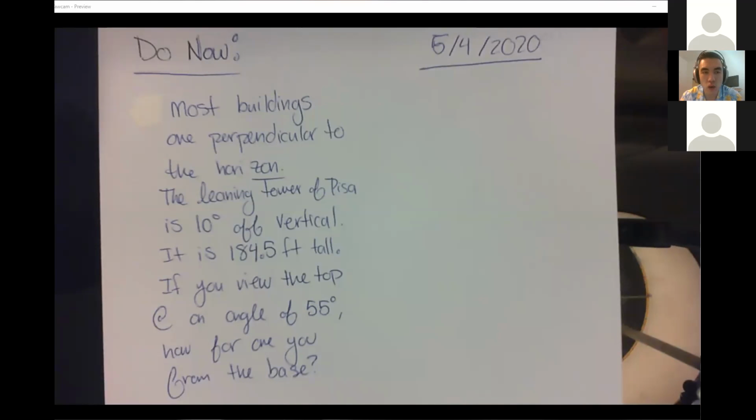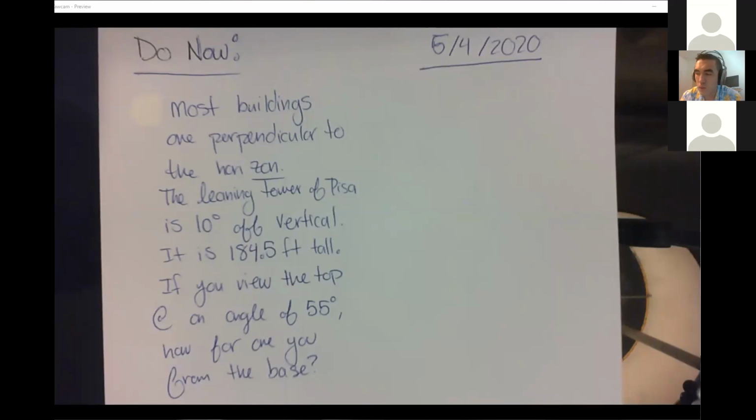For example, the Leaning Tower of Pisa, which is nearly 1,000 years old. It's like 900 years old. And over the course of its construction, they didn't have the advanced architectural techniques that we have now. And so after they started building it, part of the foundation started to give way to the soft soil underneath. And over its lifetime, it's tilted to about 10 degrees off center. So the Leaning Tower of Pisa is 184.5 feet tall. And so if you are standing on the ground looking at the top of the tower at an angle of 45 degrees, how far are you from the base?